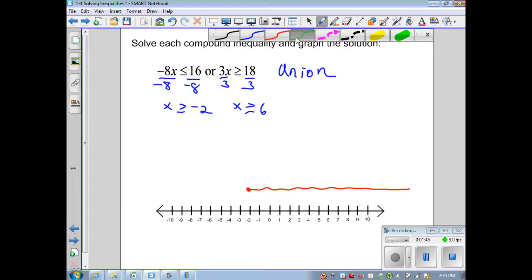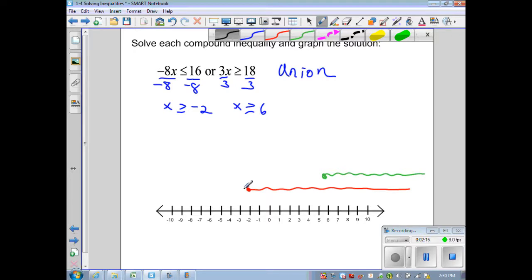So what I'm going to do is go to my location on the number line, which is 6, and I'll graph all values that are greater than or equal to 6. Again, that's a closed point, and that represents all values to the right also. So what is the total solution of this problem? Well, it's everything that unifies both the green and the red.